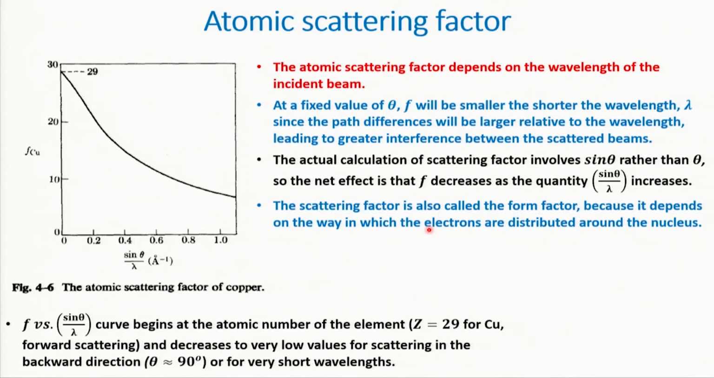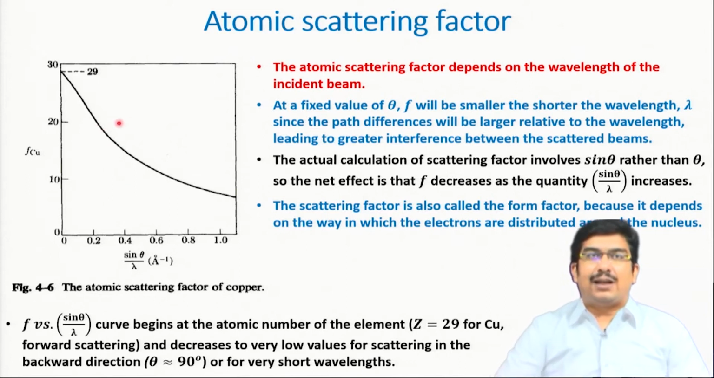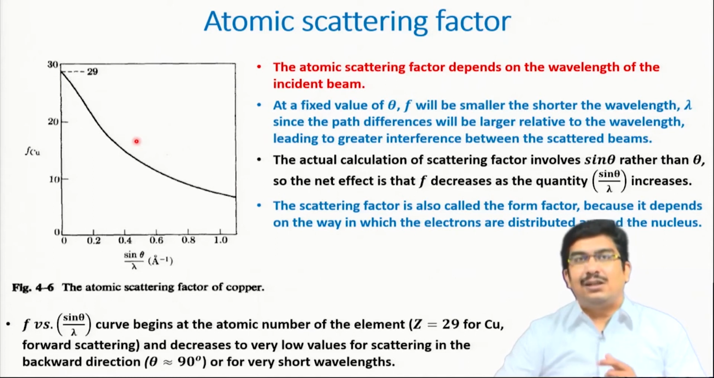Okay. So, atomic scattering factor. Again, we discussed the same thing earlier, that the atomic scattering factor f depends on two things. First, sin theta, related to the angle between the incident X-ray and the scattered X-ray beam. As the angle increases, the atomic scattering factor decreases. And second, it also depends on lambda, the wavelength of the incident X-ray. As the wavelength goes down, f also decreases.